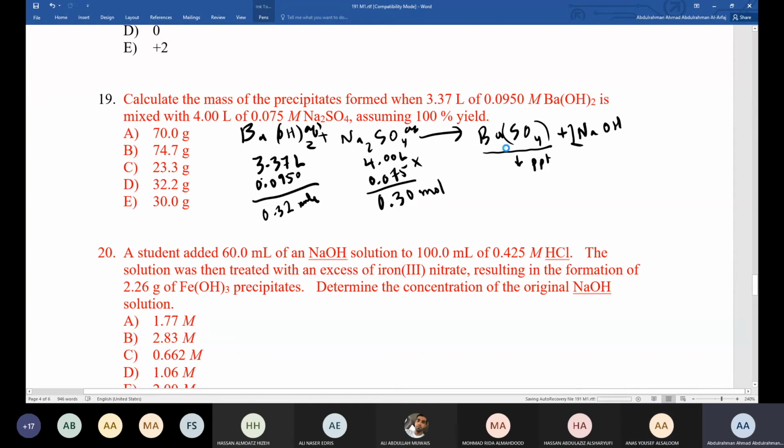This means how many moles of BaSO4 we can make? 0.3. Exactly, here is 0.30. Can you change it to gram? 70.02. Okay, so the answer is 70, which is 10.